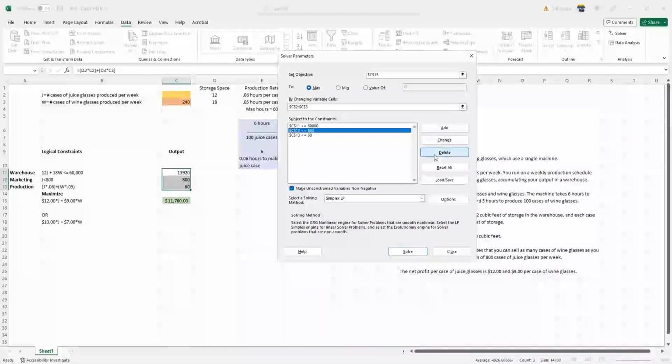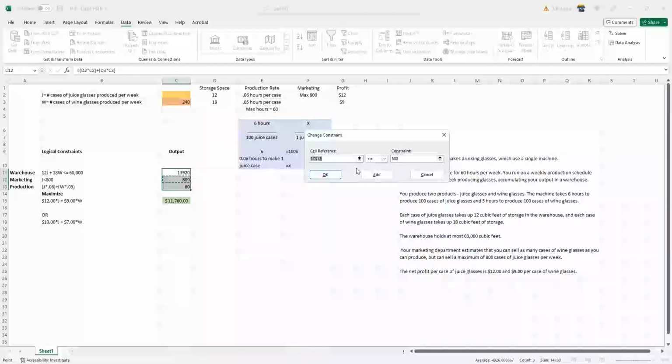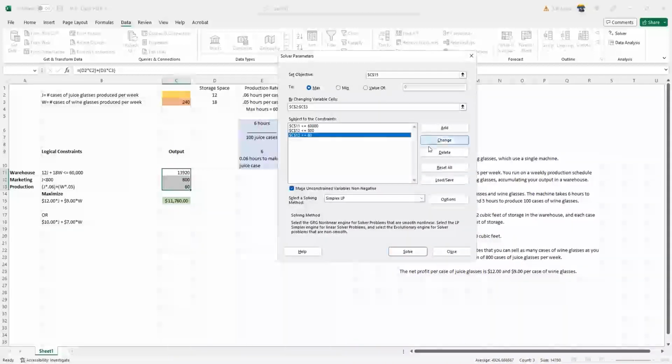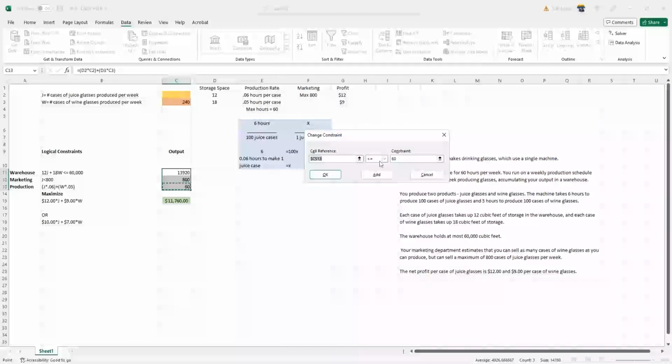We'll look at the data that I put in. And here it's C12. It has to be less than or equal to 800. Looks good to me. Okay. And finally, the last one, let's look at this one. So C13, which is production, has to be less than or equal to 60 hours. So that really looks good.